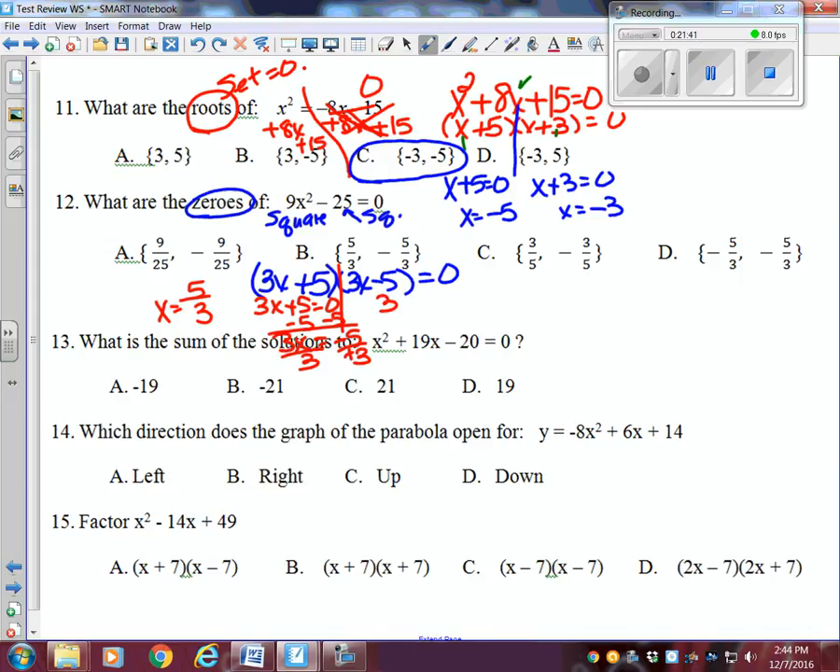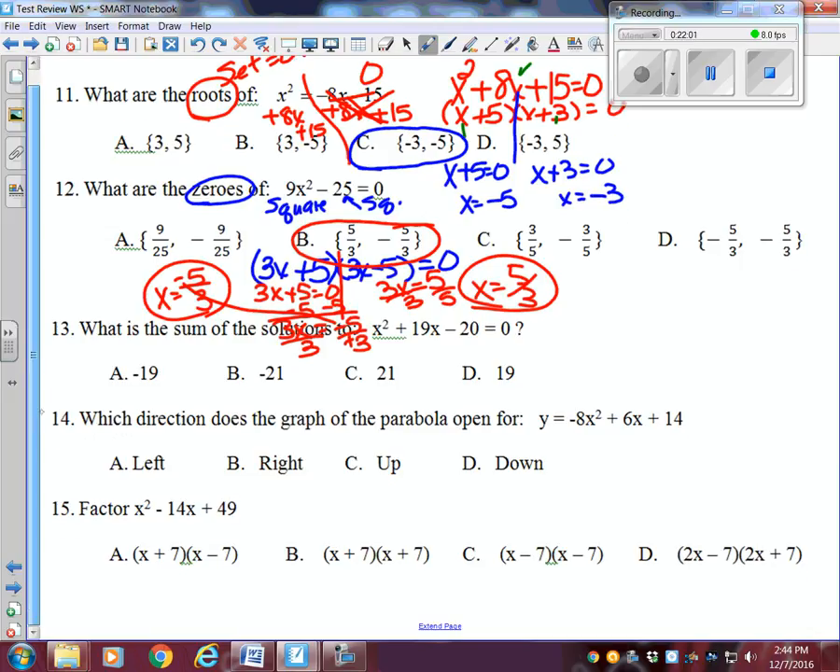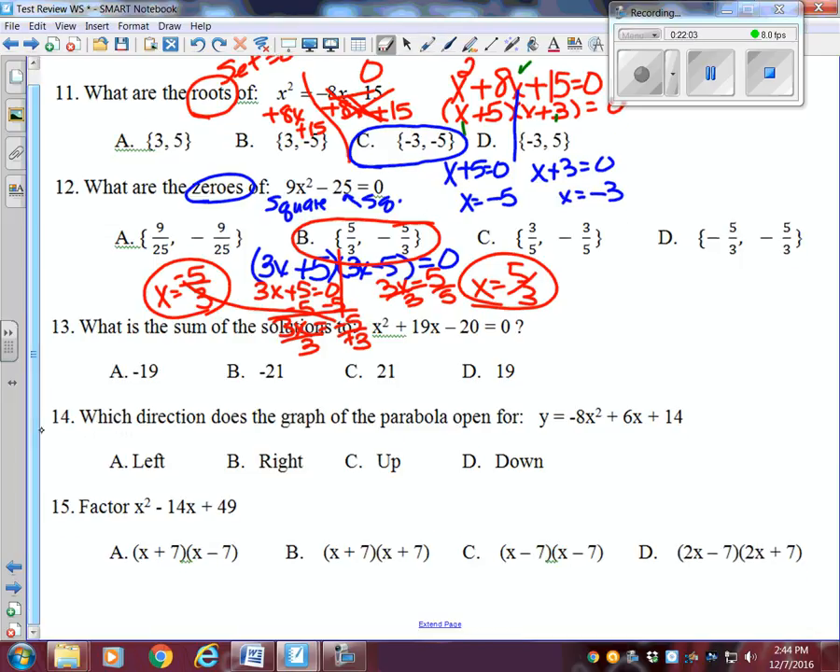Divide by positive 3. That makes the answer 5 over 3. That makes this answer going to be what? Positive 5 over 3. So I have a positive 5/3 and a negative 5/3 from this one. It should have been negative, so that would be not negative, negative, but positive and negative right here. 5/3 and negative 5/3. Okay, 13. I tend to write a little big.